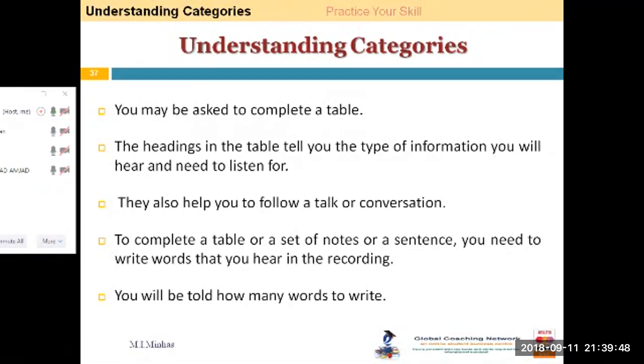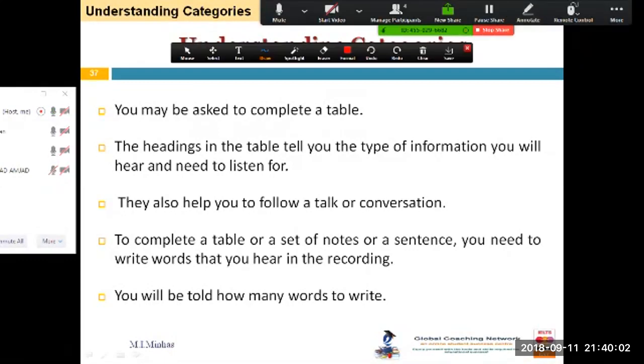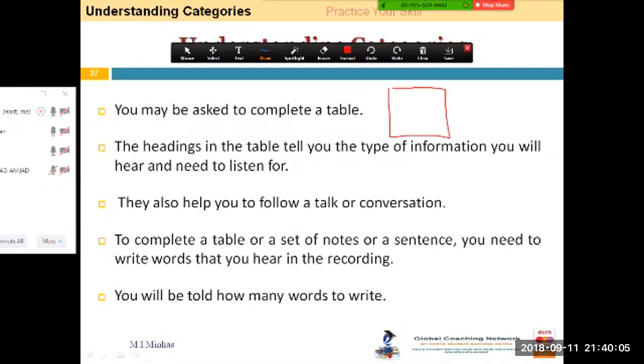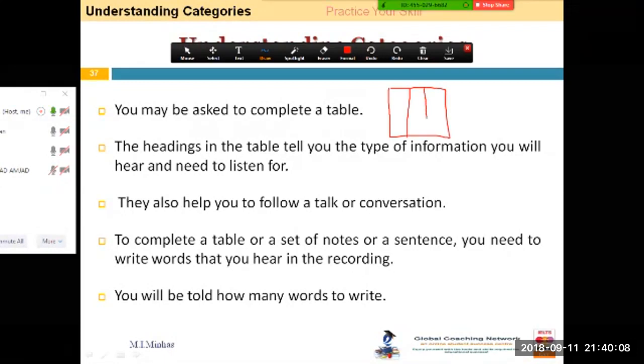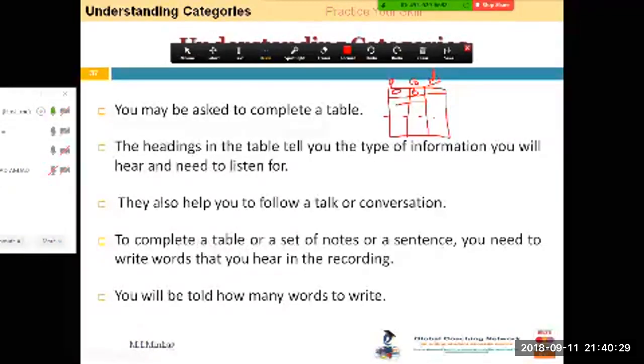Okay, next slide. The headings in the table tell you the type of information you will hear. Actually, this topic is first. Let me show you. There are particular types of questions, and one such type is table completion. In table completion, you get some columns and some rows like that. There will be some headings here. Let's say this heading will cover cost. This heading will cover maybe number of people or something, and here there would be the name of a package.